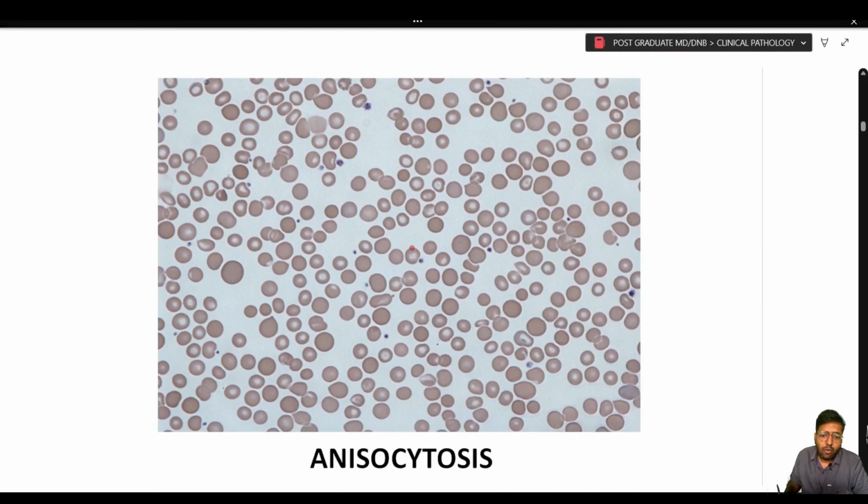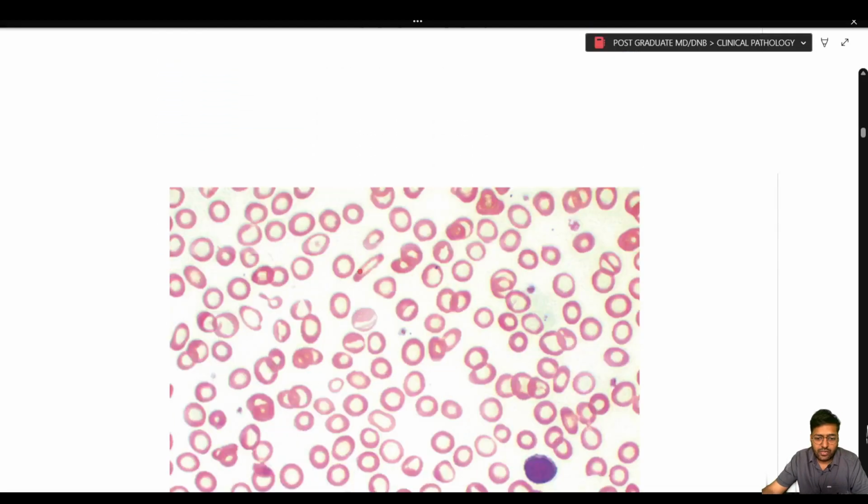In this diagram, I just want to show you what is anisocytosis. There is a difference in the size. If you see this RBC, look at this size, look at this size. So there is a difference in the size of the RBCs. This is called anisocytosis.